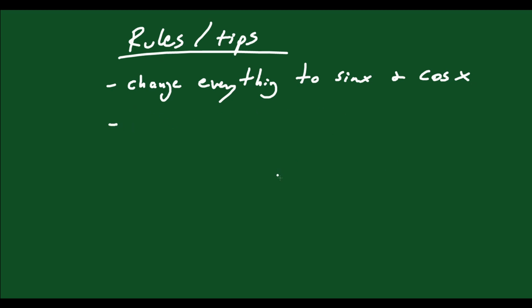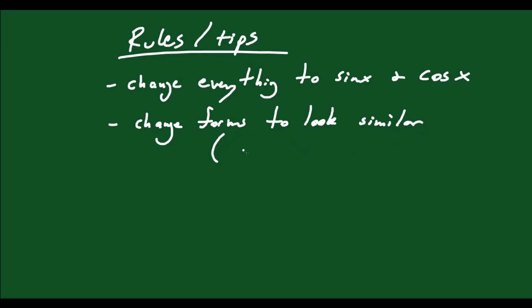I'll also try to make the form on each side look the same, right? So change forms to look similar. Like if one side has a fraction, then you make the other side a fraction, or if one's not, then the other one's not, right? So an example would be, if they're fractions, or if there's 2 terms versus 1 term, whatever it is, try to make them look similar.